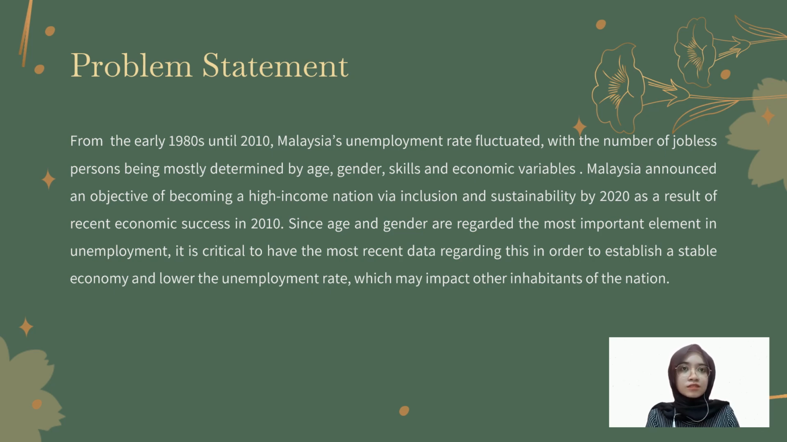From the early 1980s until 2010, Malaysia's unemployment rate fluctuates, with the number of jobless persons being mostly determined by age, gender, skills, and economic variables. Malaysia announced an objective of becoming a high-income nation via inclusion and sustainability by 2020, as a result of recent economic success in 2010. Since age and gender are regarded as the most important elements in unemployment, it is critical to have the most recent data regarding this in order to establish a stable economy and lower the unemployment rate, which may impact other inhabitants of the nation.